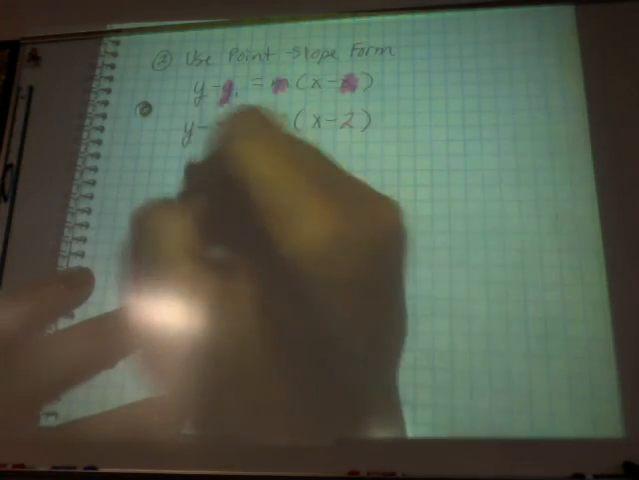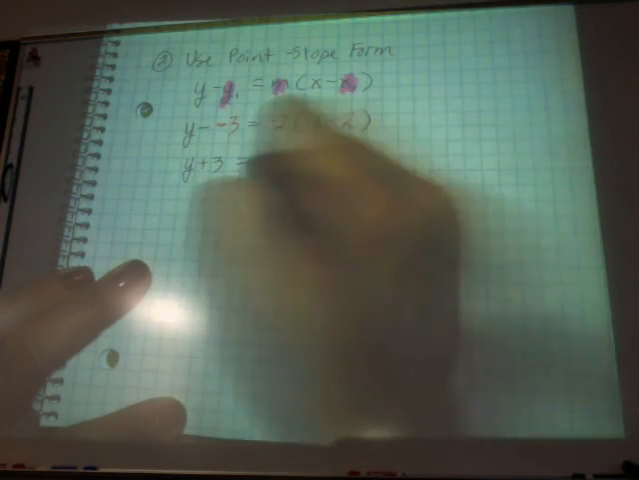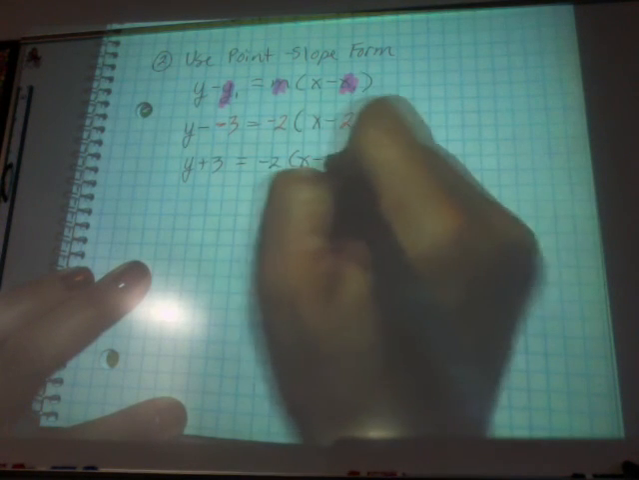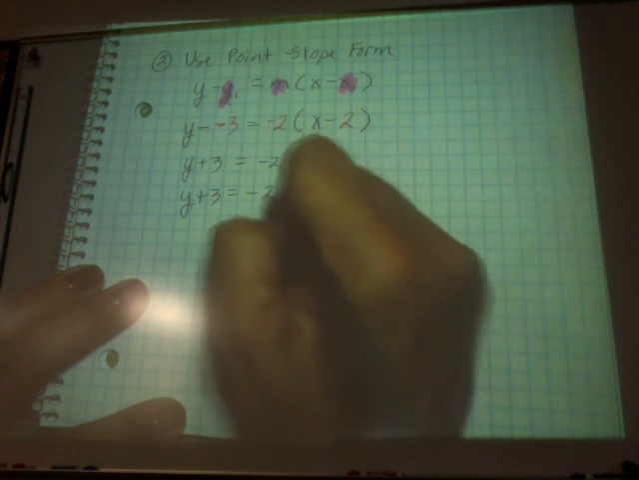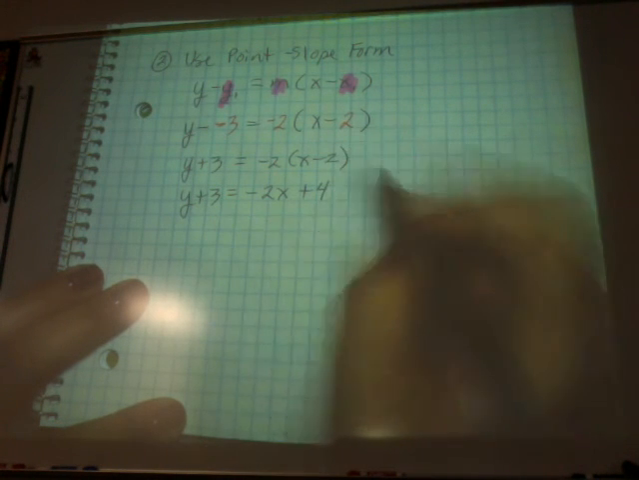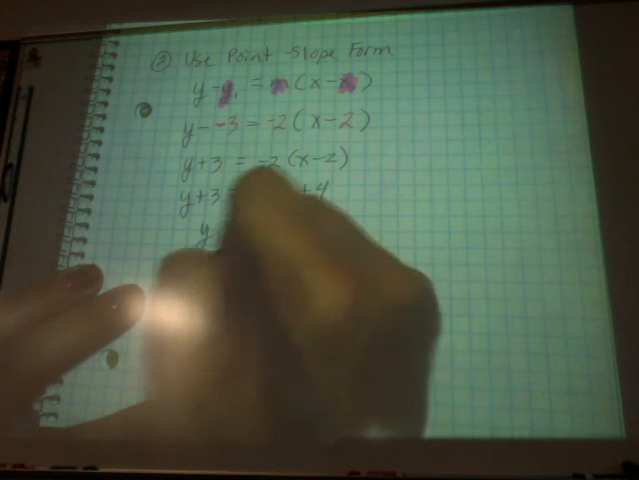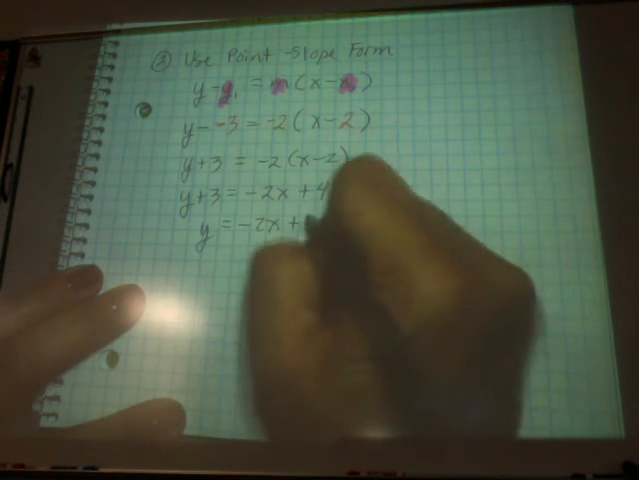So take care of your double negatives. Y plus 3 equals negative 2 times x minus 2. Distribute. Y plus 3 equals negative 2x plus 4. Subtract 3. Y equals negative 2x plus 1.